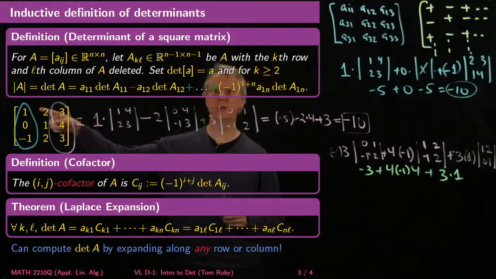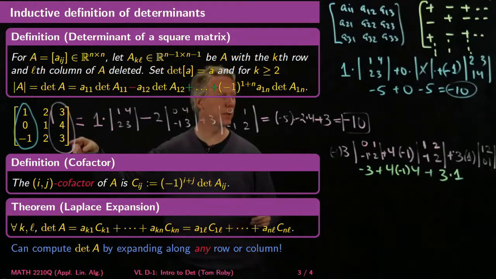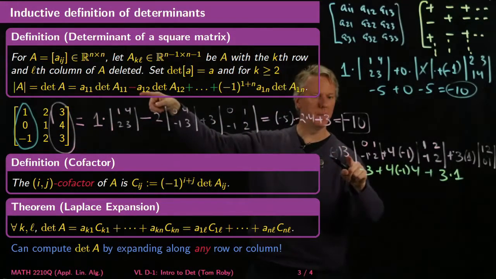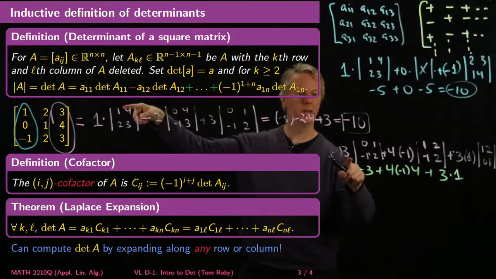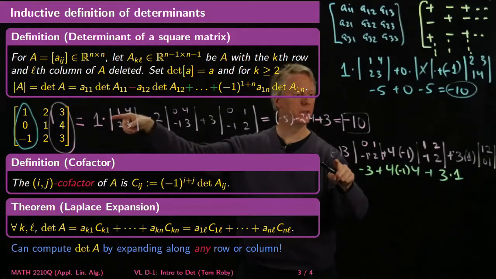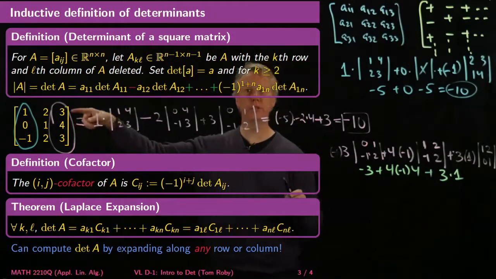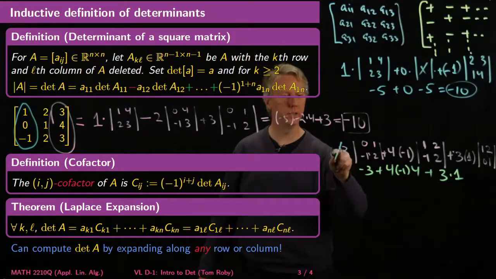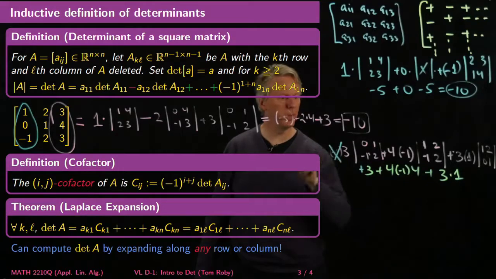So let's see, what did I do? I expanded on this column. This should have a plus sign, a minus sign, and a plus sign. So why did I have a minus here? Ah, that's the problem. There shouldn't be a minus 1 here at all. So then this becomes a plus 3.